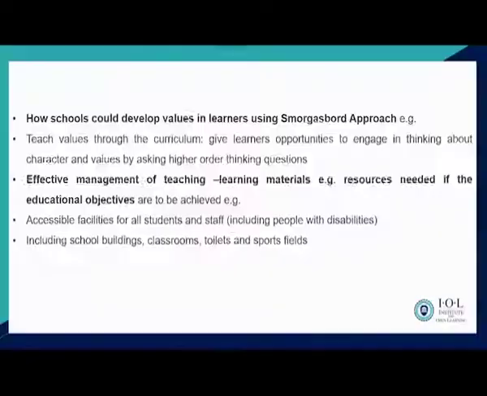This also includes school buildings, classrooms, toilets, and sports fields. There must be special toilets for disabled learners. For the buildings, maybe there are stairs, so there must be elevators to assist those disabled learners because they cannot climb the stairs, et cetera.